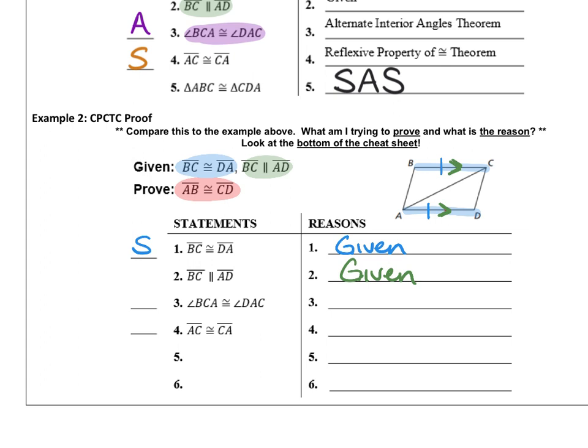But since they're parallel, spidey senses go off about things I know for parallel systems. I know that alternate interior angles are congruent. So I can mark BCA and DAC because of the alternate interior angle theorem, which again means I've marked an angle.